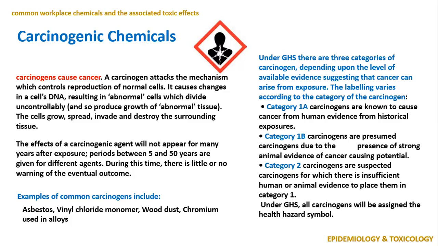Category 2 carcinogens are suspected carcinogens for which there is insufficient human or animal evidence to place them in category 1. Under the GHS, all carcinogens will be assigned the health hazard symbol.